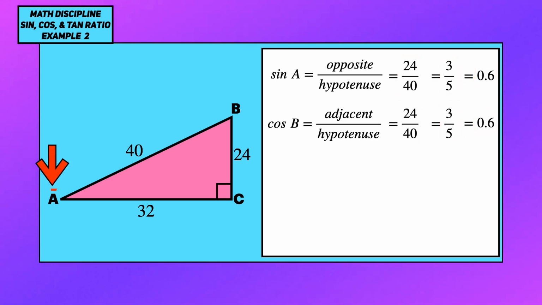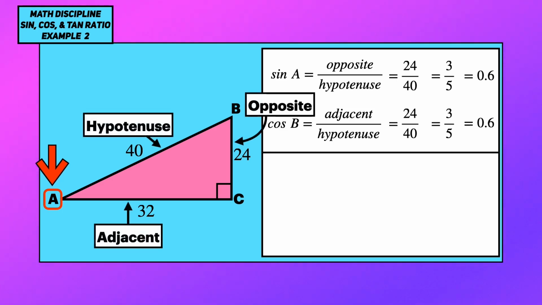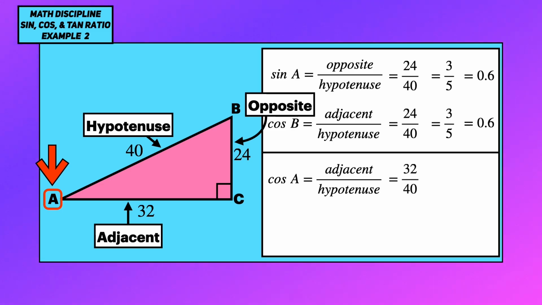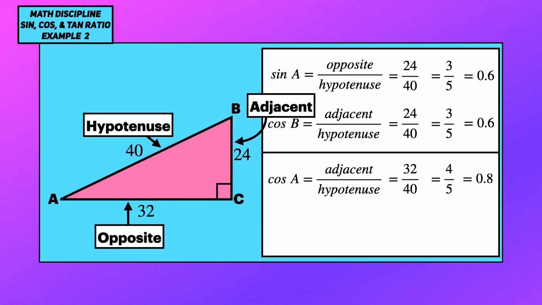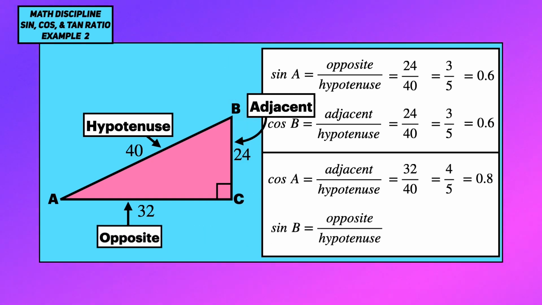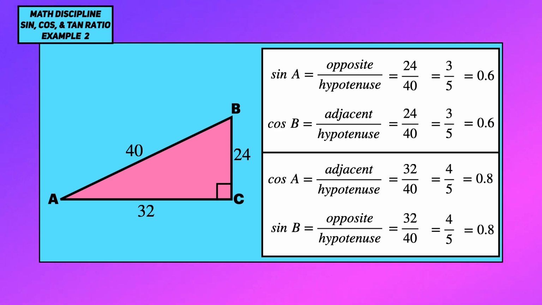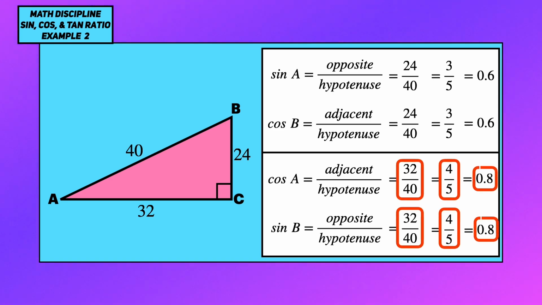Now let's look at what happens when we get the cosine of A. In order to get the cosine of A, we divide the adjacent side by the hypotenuse side. That's 32 over 40. We simplify our fraction and we get 4 over 5 or 0.8 as a decimal. When we switch to angle B, our opposite and adjacent sides switch places. To find the sine of B, we divide the opposite side by the hypotenuse side. So once again, our fraction is 32 over 40, which simplifies to 4 over 5 or 0.8 as a decimal. So when we get the ratio for the cosine of A or the sine of B, we end up dividing the exact same sides and getting the exact same answers.